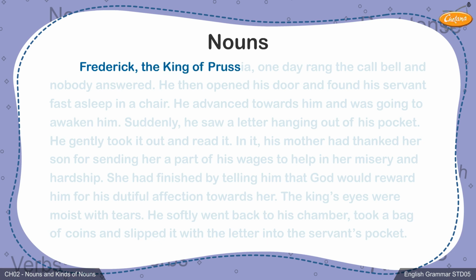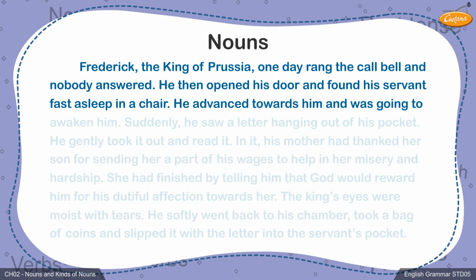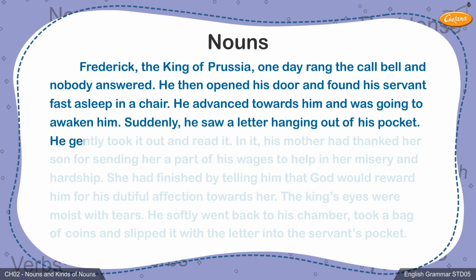Frederick, the King of Prussia, one day rang the call bell and nobody answered. He then opened his door and found his servant fast asleep in a chair. He advanced towards him and was going to awaken him. Suddenly, he saw a letter hanging out of his pocket. He gently took it out and read it.